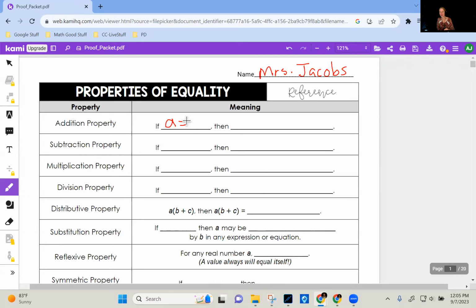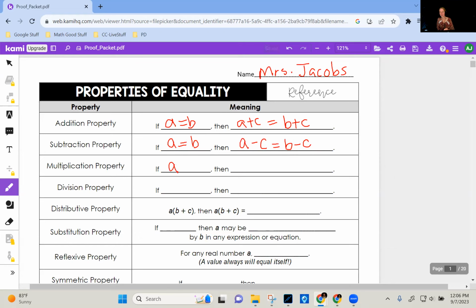So this first one, the addition property, we're going to use letters. If A equals B, we are allowed to add something to both sides, so A plus C equals B plus C. The addition property of equality says that if we have something equal to another thing, we can add the same thing to both. Subtraction property is super similar. If A equals B, then A minus C equals B minus C. You can subtract the same thing from both sides of the equal sign.